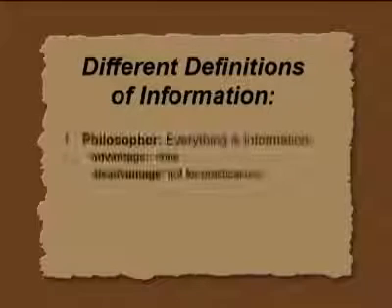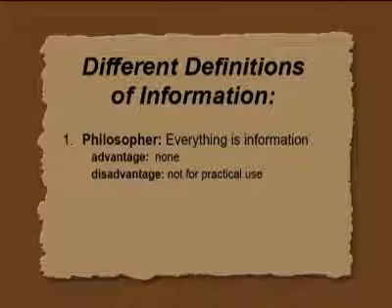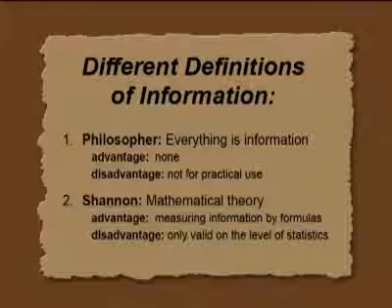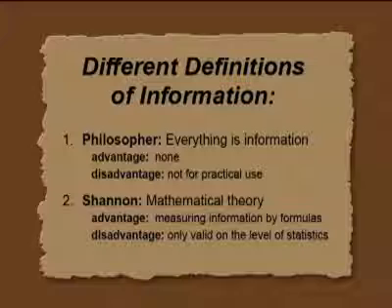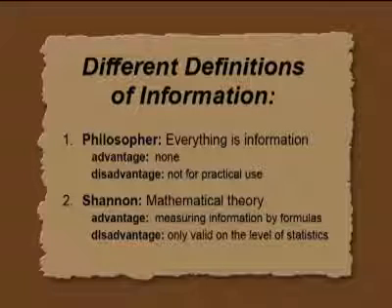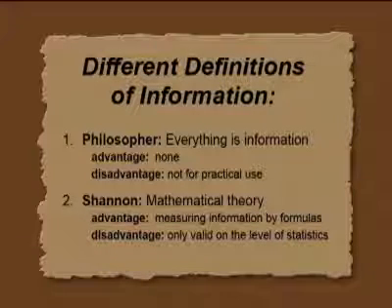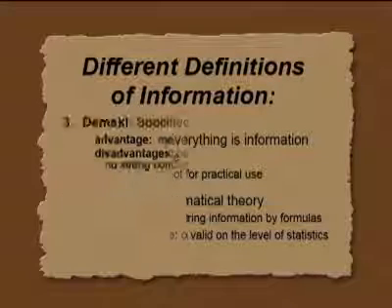One philosopher said everything is information. The advantage is done if he makes such a definition. The disadvantage is it is not for practical use. Shannon made a mathematical theory of information. The advantage is measuring of information by formulas. But the disadvantage is it is only valid on the level of statistics, not more.